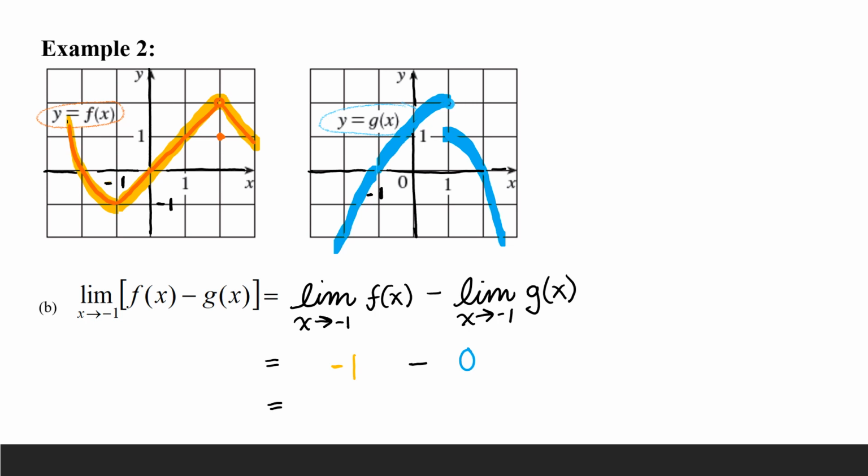Now that we've evaluated our limits, we can find the difference between them. -1 minus 0 is -1. So the limit as x approaches -1 of the quantity f of x minus g of x is -1.